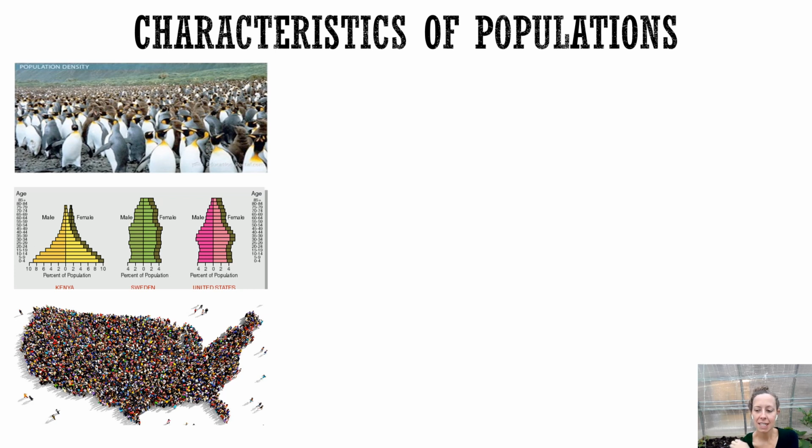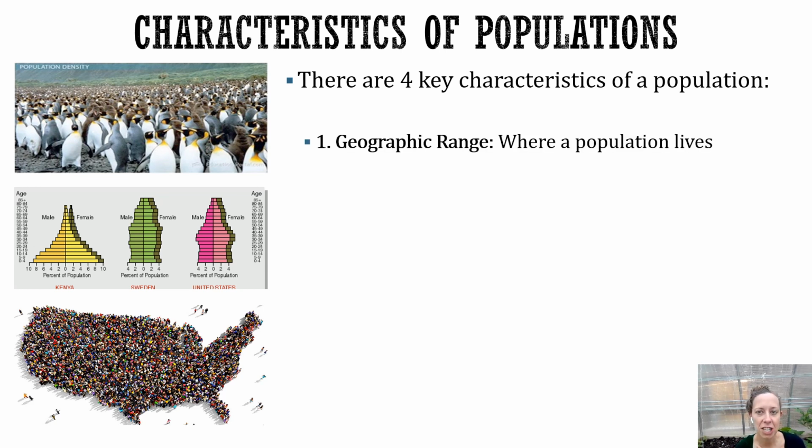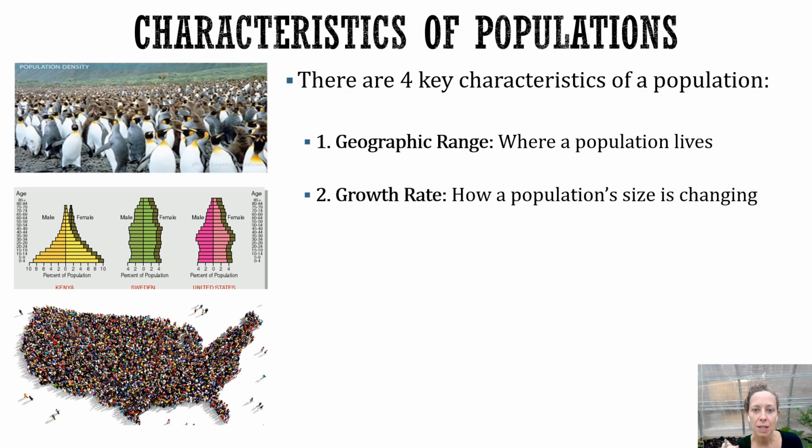So characteristics of a population, this is something that all populations have in common. All right, there are 4 key characteristics. The first one is their geographic range, so that's where a population lives. The next one is their growth rate, so how a population's size will change, like will it get bigger or smaller and how quickly will that happen.